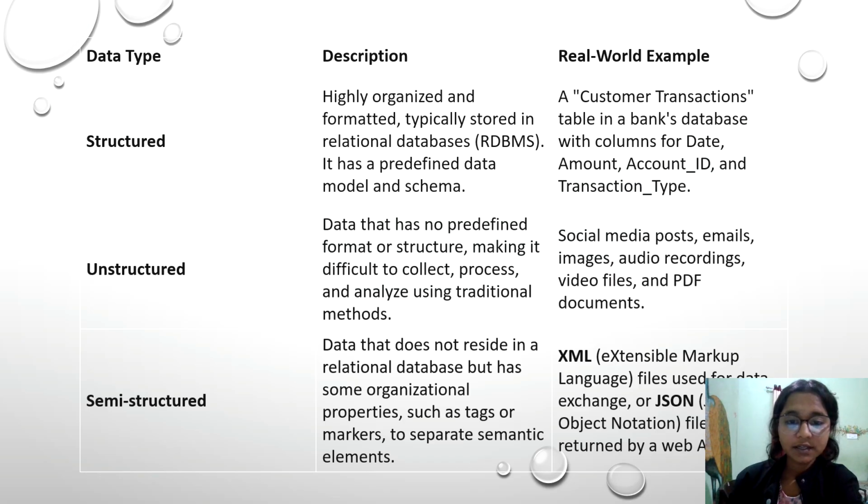Semi-structured data. Data that doesn't reside in a relational database but has some organizational properties such as tags or markers to separate semantic elements. XML files used for data exchange or JSON.